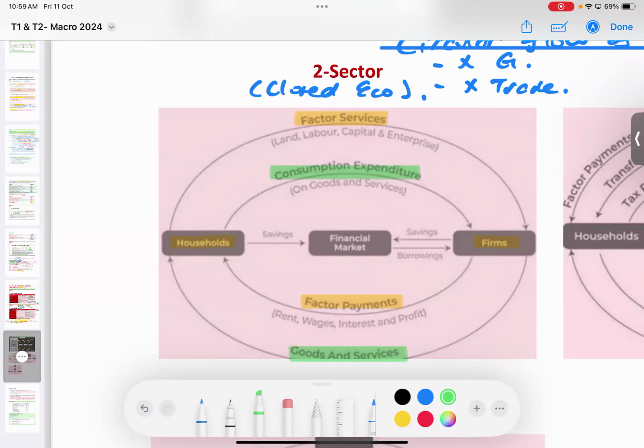Meanwhile, there's also financial markets in between. That means household and firms can save money in banks or also take loans from banks. So financial markets here means banks.